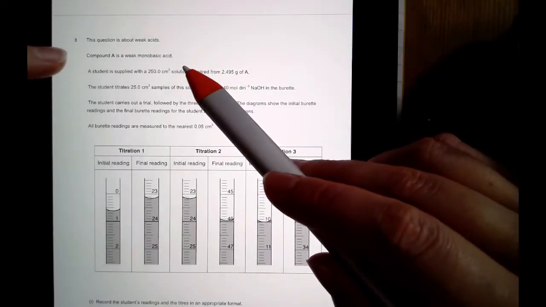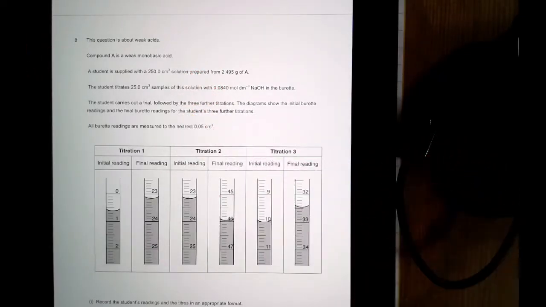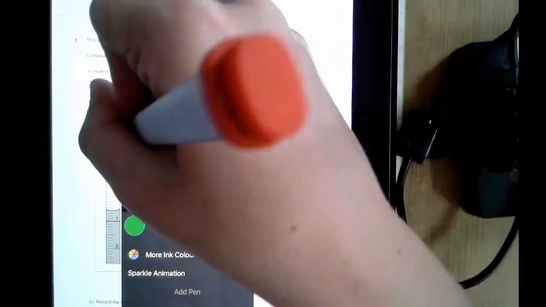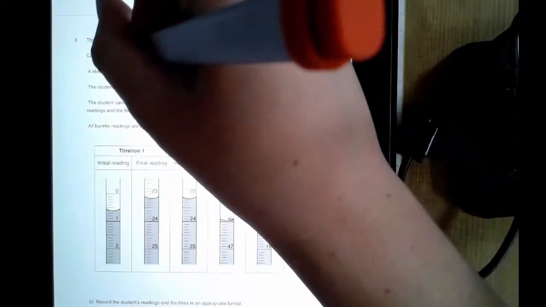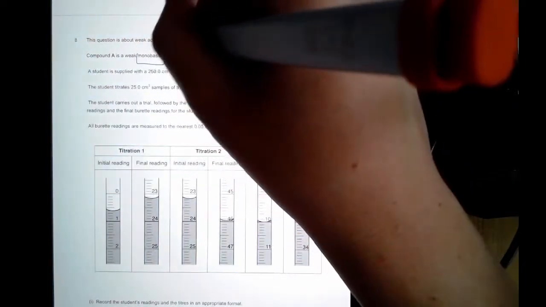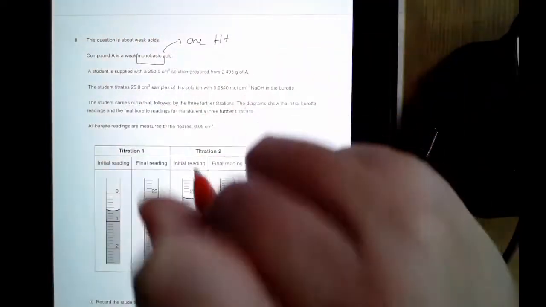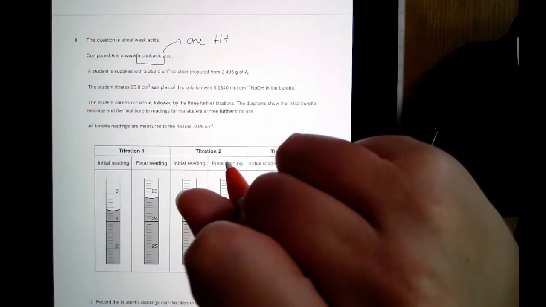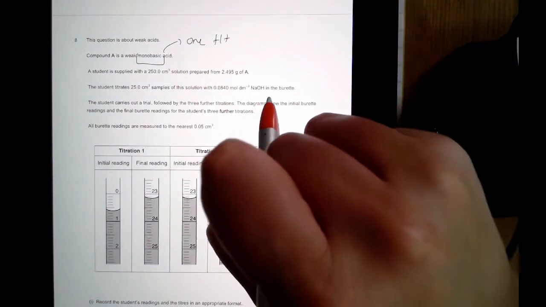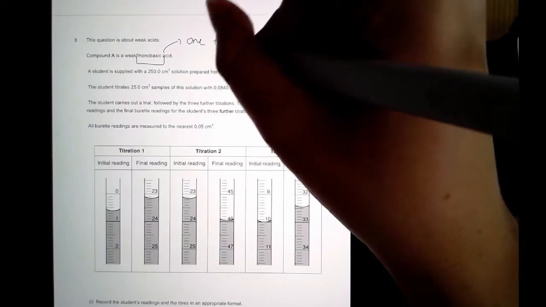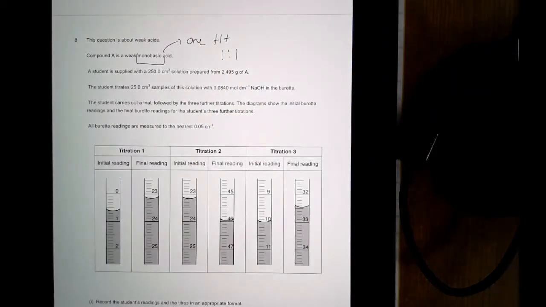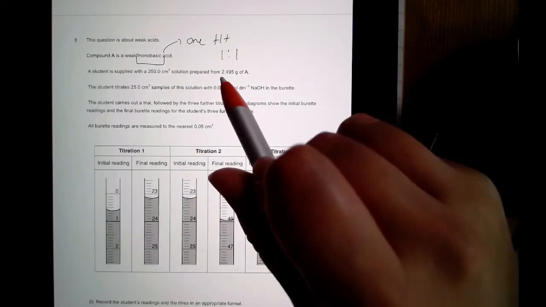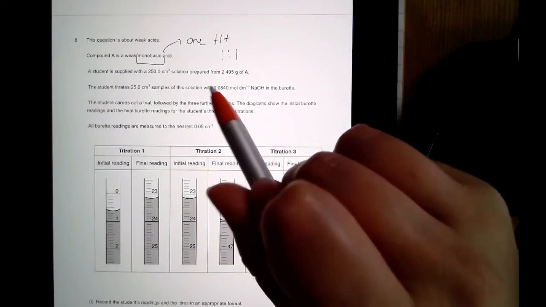It tells you it's about weak acids, and you've got compound A, which is a weak monobasic acid. So that word monobasic there, that means that it has only got one acidic hydrogen. It's got one H plus per molecule. And when you react it with an alkali, NaOH, it's going to react in the ratio 1:1. So for example, HCl is a monobasic acid. There's only one H plus that comes off HCl. So it has a 1:1 ratio with NaOH.